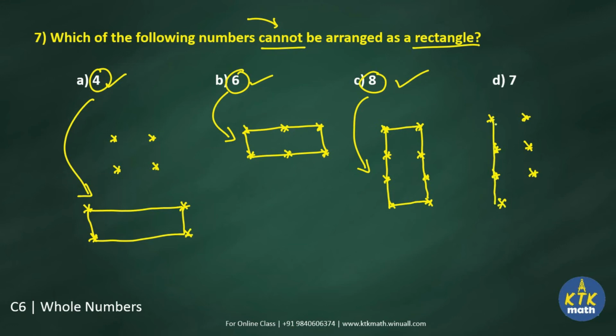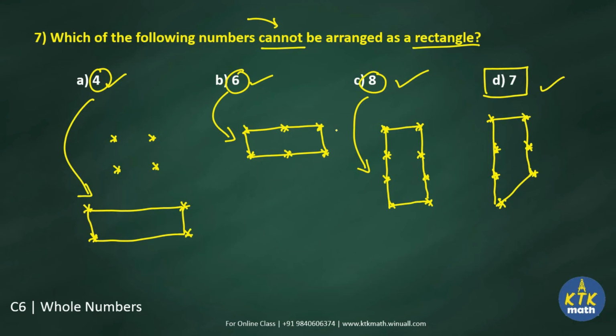See, for example, my diagram will be like this. This is not a rectangle, right? So for 7 I cannot arrange a rectangle. Yeah, so question number 7 is... and option D answer is also 7.